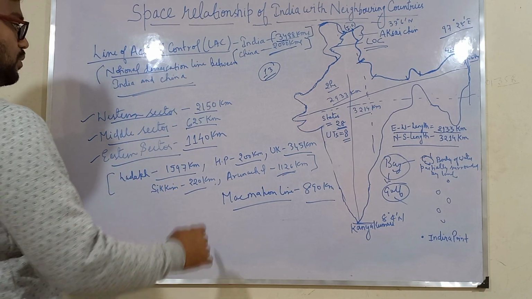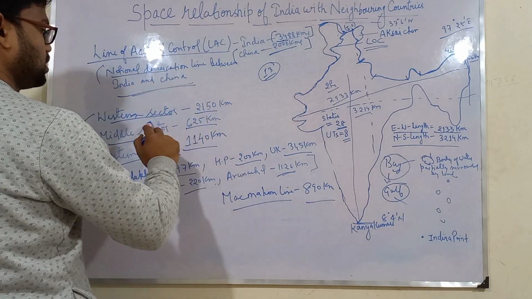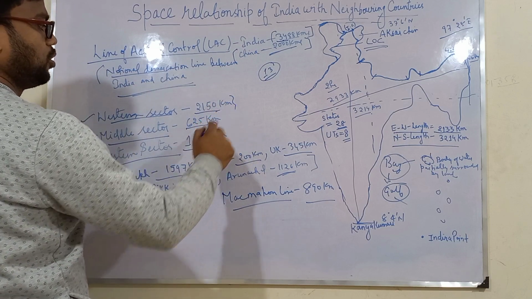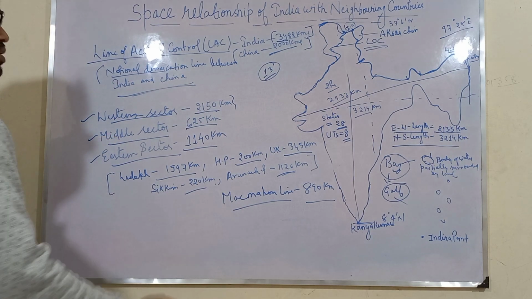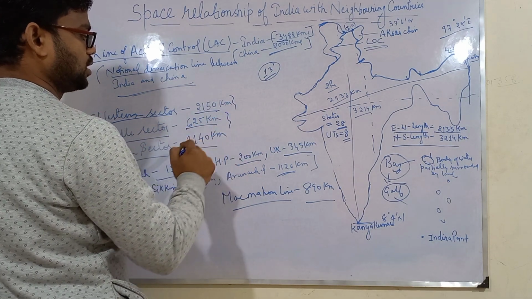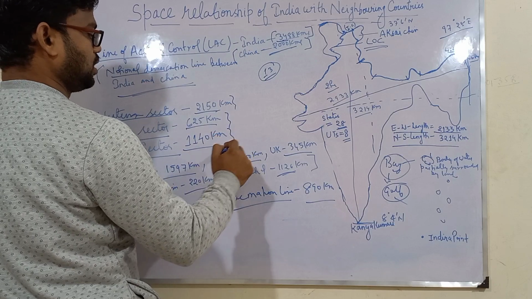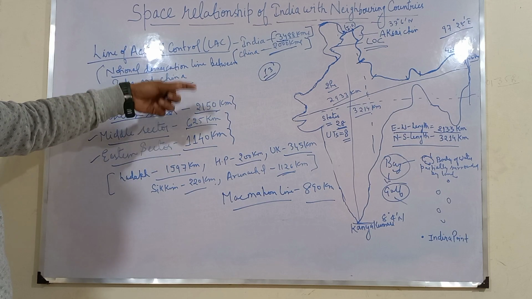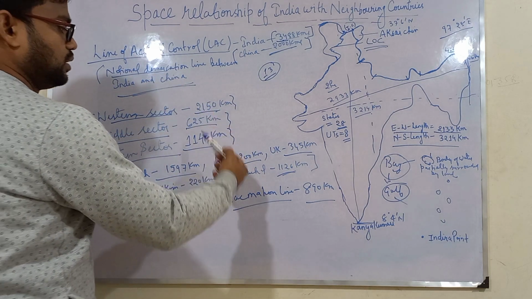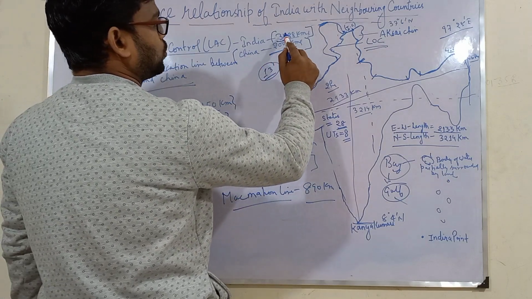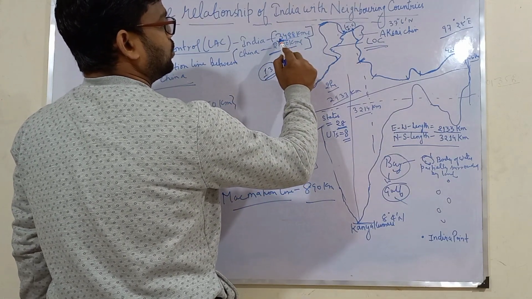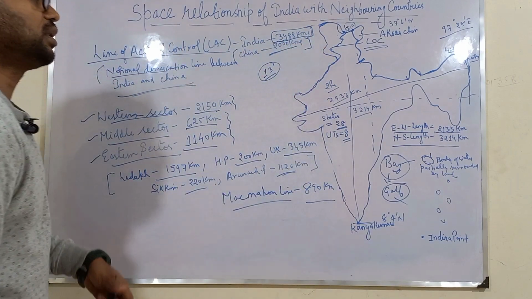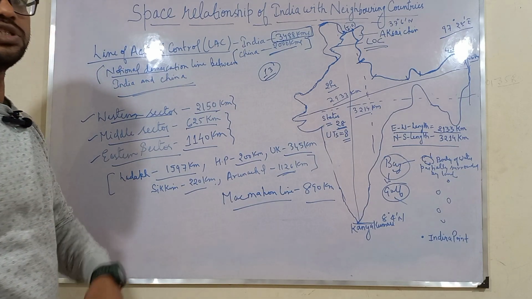and eastern sector. And as per India, the division is such that the western sector comprises of 2150 kilometers. This is the border length with China as per India in the western sector. Similarly, in the middle sector, 625 kilometers, and in the eastern sector, 1140 kilometers. This is the border length of India with China in the three sectors. So if we sum up, the total length comes to be 3488 kilometers. This is the length claimed by India. As per India, India has a border of 3488 kilometers with China.